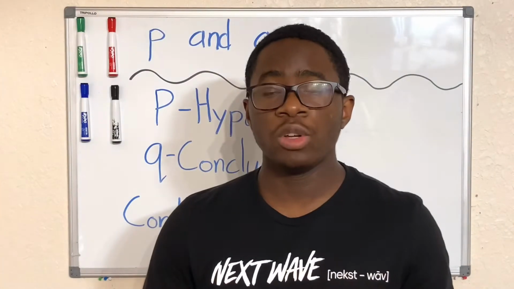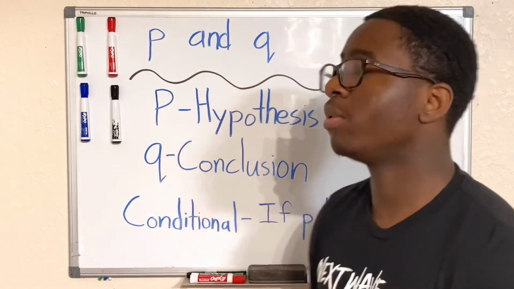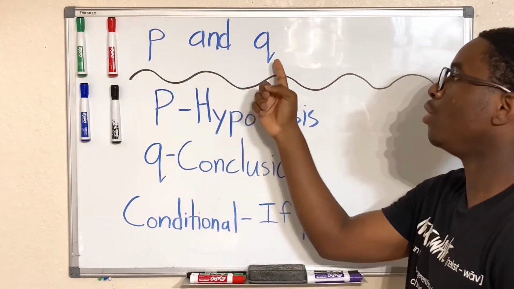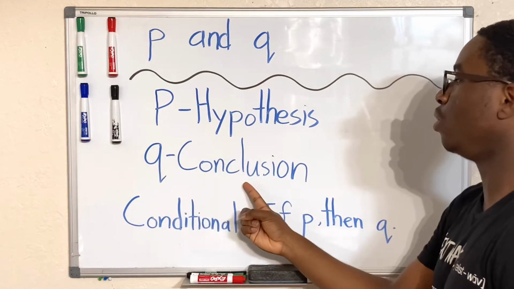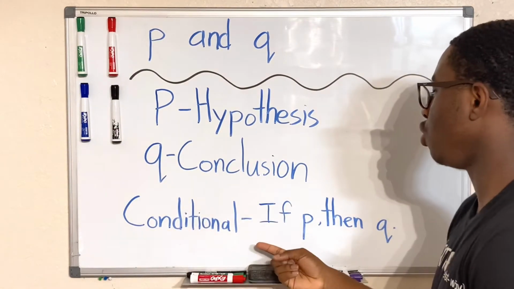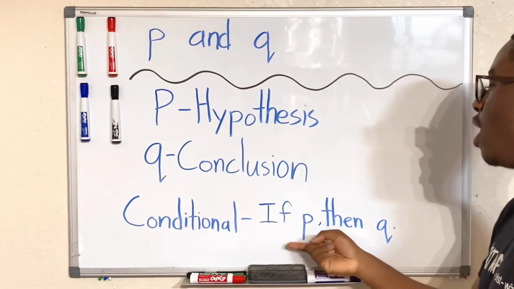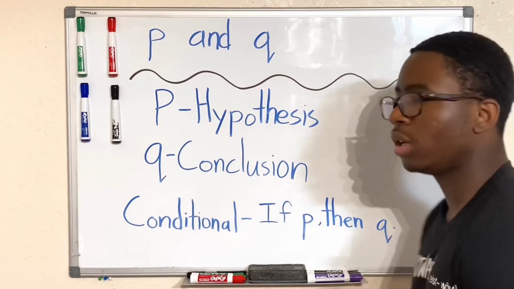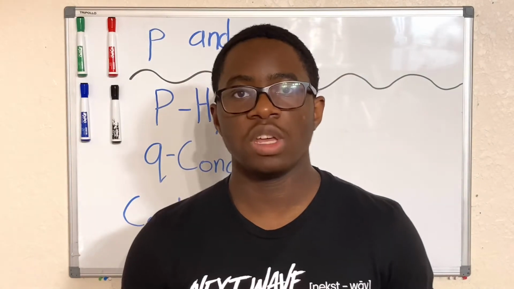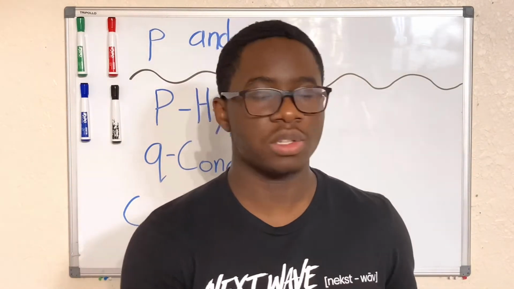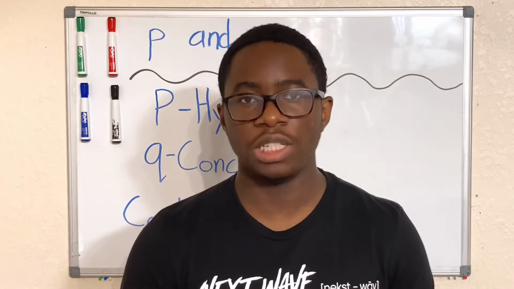All right, before we go any further, we need to identify a couple of terms, P and Q. P is going to represent our hypothesis, while Q is going to represent the conclusion. So in a conditional statement, you would first have your if, the hypothesis, then the conclusion. For the sake of today's video, we're going to be sticking with the example, if it's winter, then it's cold. That is going to be our conditional statement.